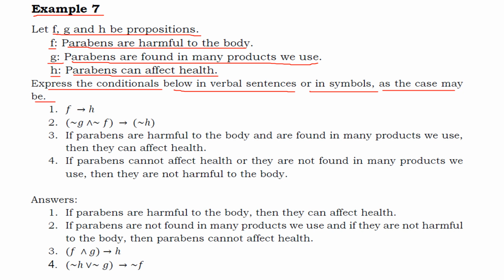As you can see, this one is your F conditional H. So we simply copy your F conditional H. If parabens are harmful to the body, this will be your F. Then we apply your if-then, which represents the conditional symbol here. Your H, we copy: parabens can affect health. So we apply your if-then to represent your conditional. We simply copy your F and H propositions here because there is no negation being applied to number 1.